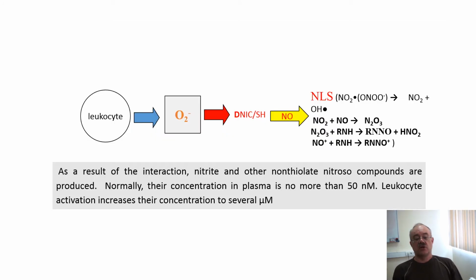As a result of the interaction, nitrite and other non-thiolate nitroso compounds are produced. Normally, their total concentration in plasma is no more than 50 nanomole. Leukocyte activation increases their concentration to several micromole.